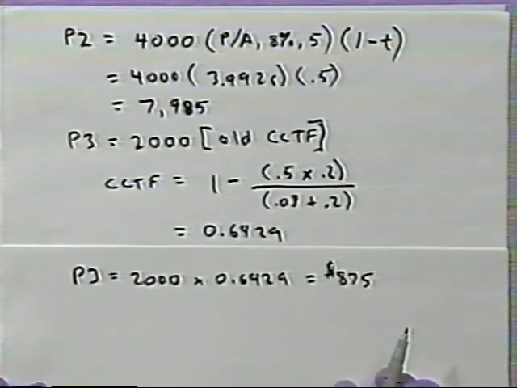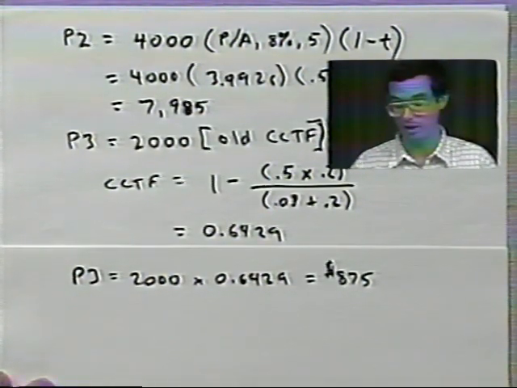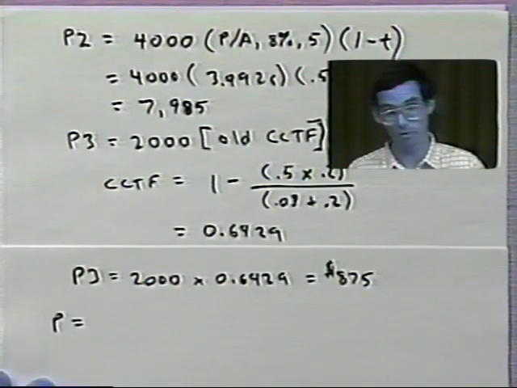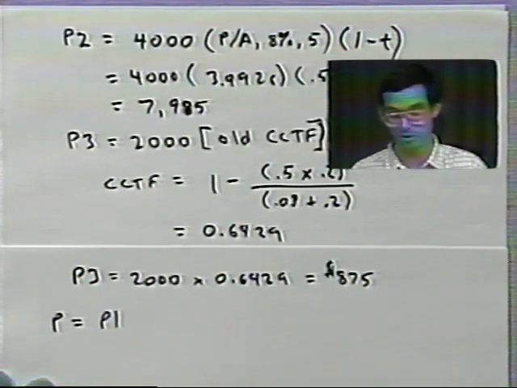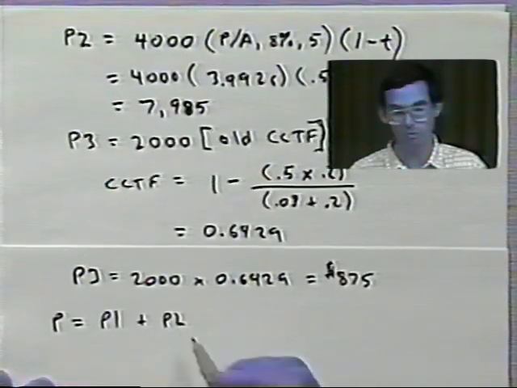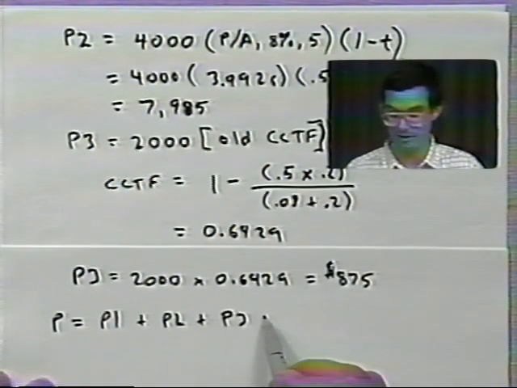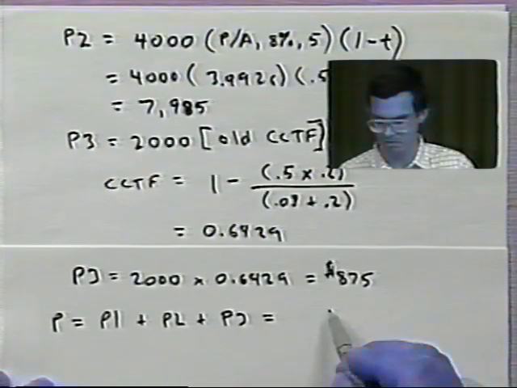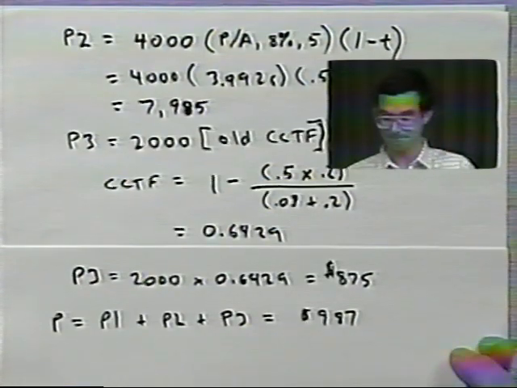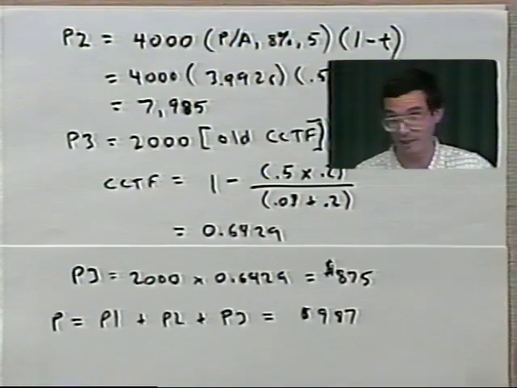Now, to calculate the present worth of the asset in total, taking into account both the first cost, the savings, and the salvage value, we simply add those components together. So the total present worth is P1, which is the first cost, modified by tax effects, plus P2, which is the savings modified by tax effects, plus P3, the salvage value, modified by tax effects. And that actually works out to be $987.